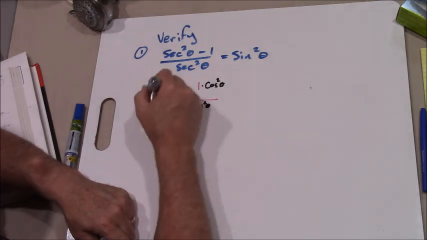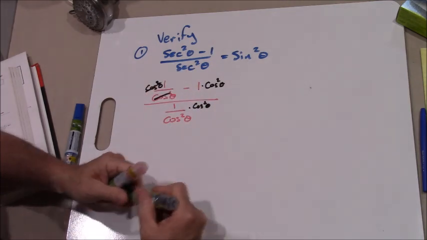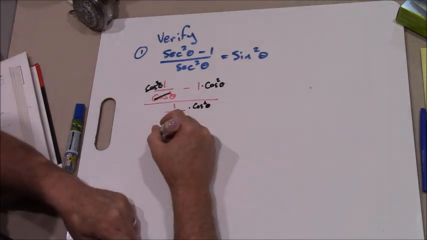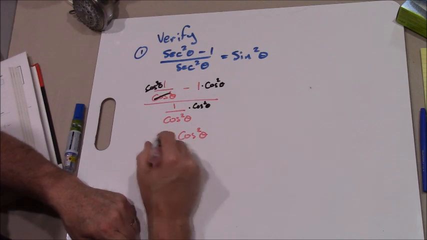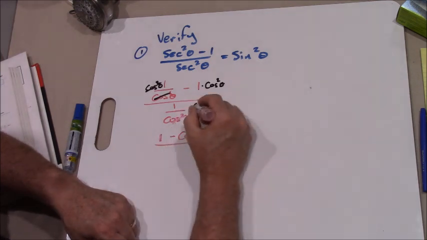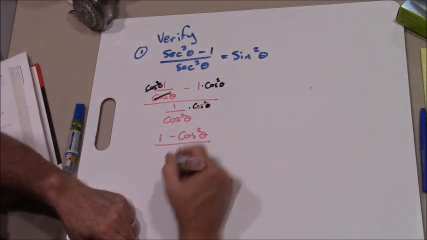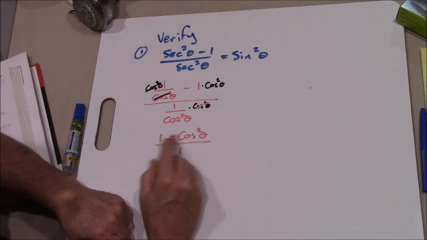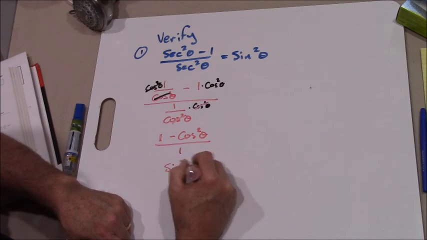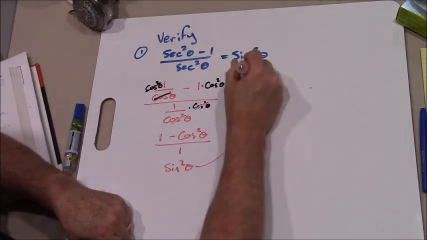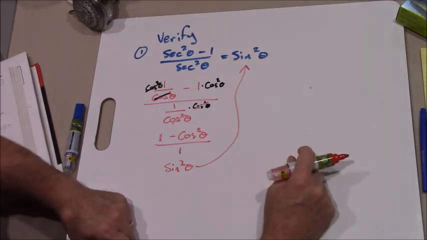So here, those cosines cancel, and I get 1 minus a cosine squared theta over here. These will cancel, so in the denominator now I just have 1. And we just saw from our Pythagorean identity that this is equal to a sine squared theta. And we got it done.